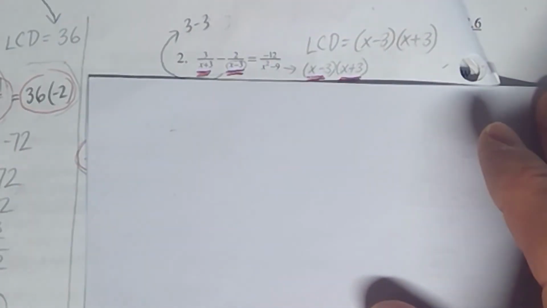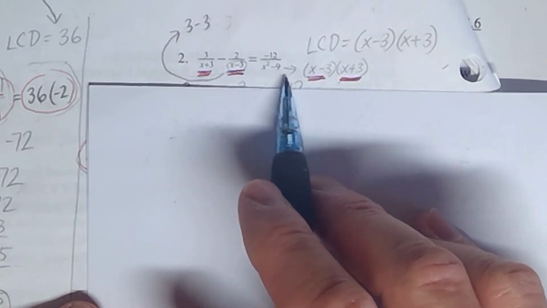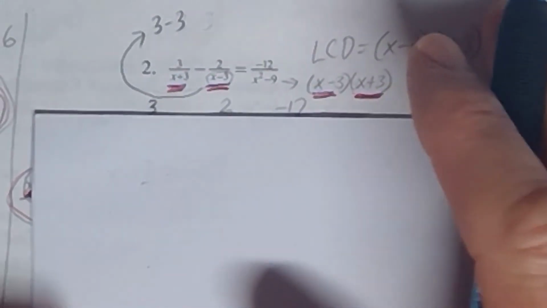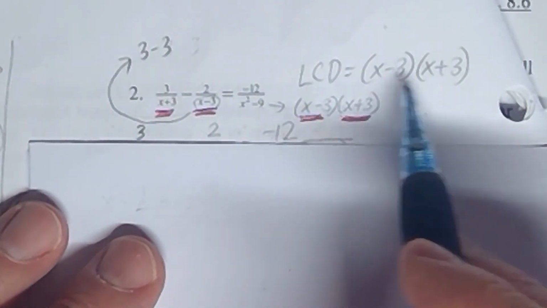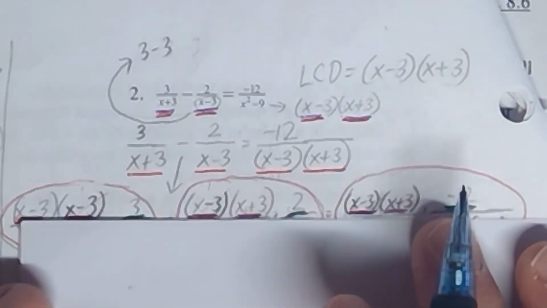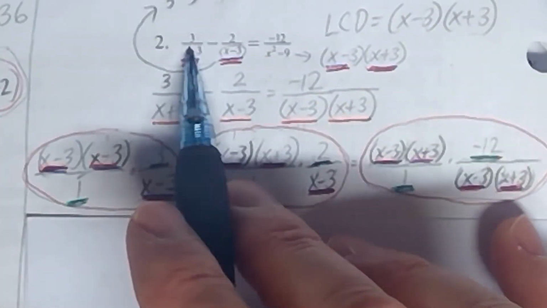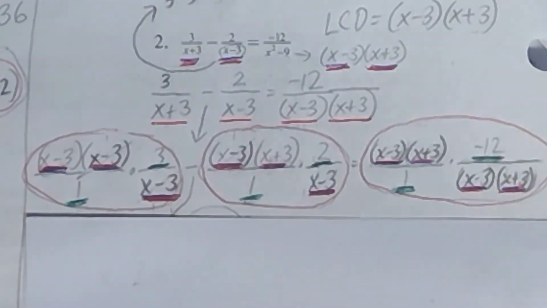Next one. X plus 3 and x minus 3 are prime. X squared minus 9 is equal to this right here. Okay. And so the LCD, kind of similar to that t minus 4, t plus 4 problem on the front, is going to be x minus 3, x plus 3. Those are the two different multiple term factors in your denominators. So we multiply these three fractions by the LCD, and you can see I did all my underlining to make sure that I know what I can cancel and what I can't.